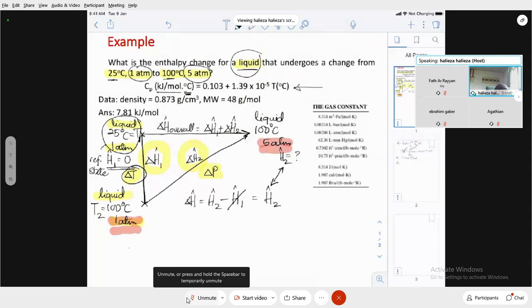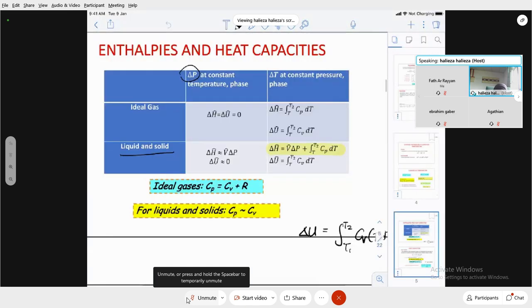So let's go back to our notes, to our table. Now, which one are we looking at? Is it change of temperature or is it change of pressure? Change of pressure. What state are you looking at? Liquid, solid, gas? Liquid. Okay, so this is your change in enthalpy. Now you're looking at a change of pressure at constant temperature, at constant phase.